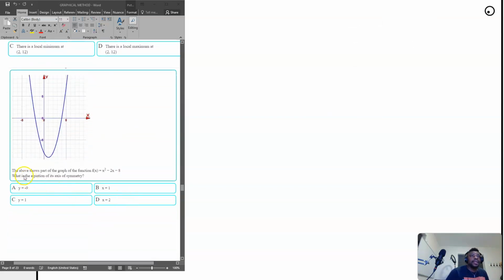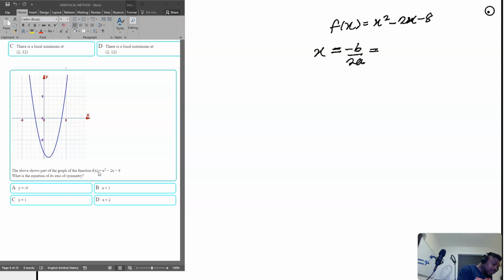So the next question is saying the above shows part of the graph of the function f of x is equal to x squared minus 2x minus 8. What is the equation of its axis of symmetry? Axis of symmetry simply means you are looking for the value of x, which is at minus b over 2a, because that is where it will cut the graph into 2 equal parts. So minus, what is b? That is minus 2 over 2 times, what is a? 1. So this is 2 over 2, which is 1. So it's going to be at x is equal to 1.